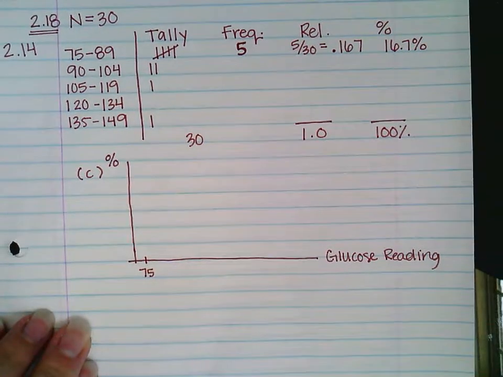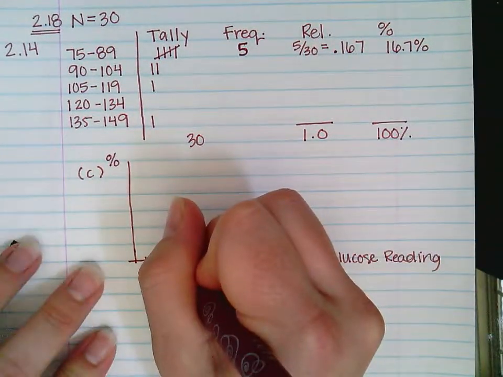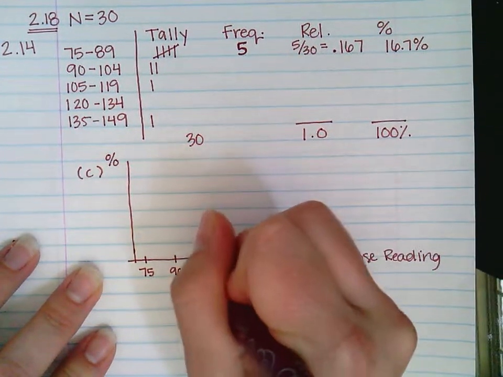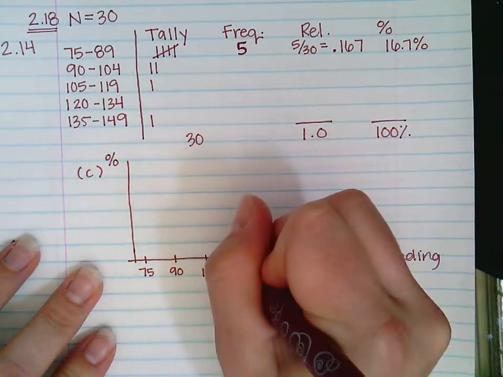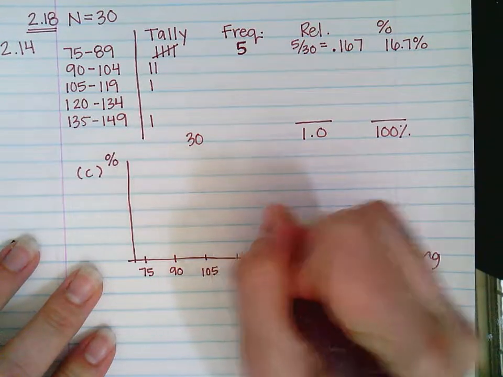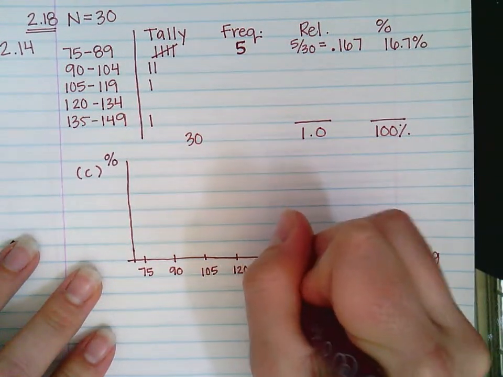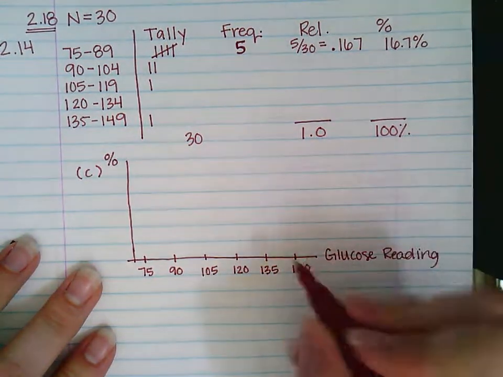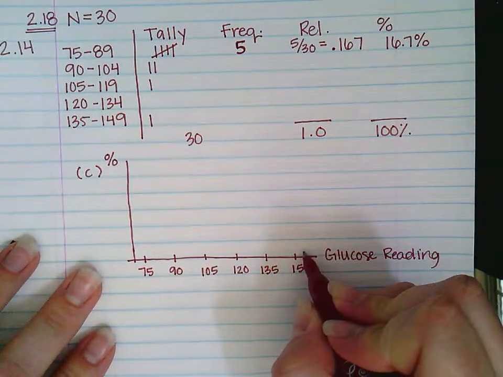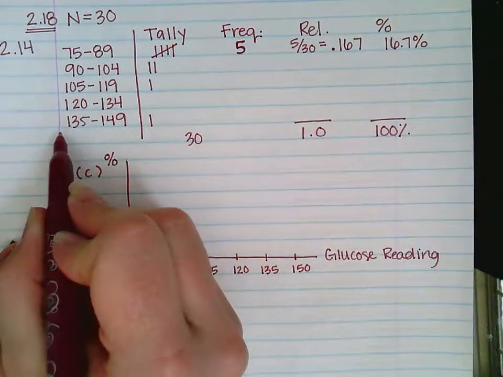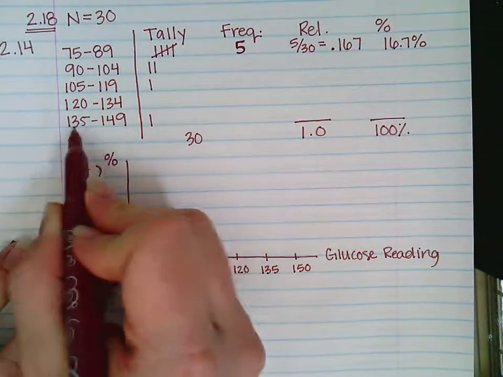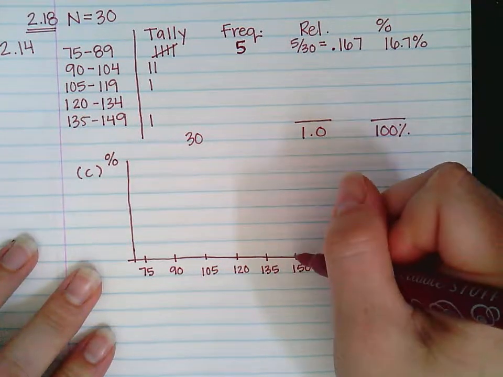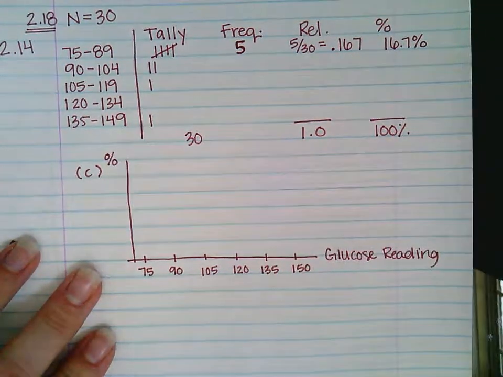Just start with 75, and then the next bin starts at 90. The next bin starts at 105, 120, 135, and then I'm also going to include 150. Now, there won't be anything over here, but this bin from 135 to 149 will go up and over and then connect to that 150. That's how histograms are going to work.